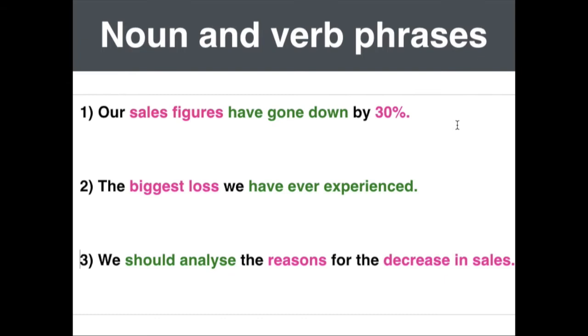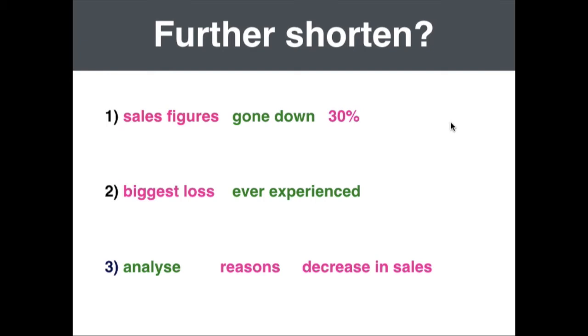In order to shorten these sentences, one first step is just to keep the main noun and verb phrases, and we can remove the extra information. So in the first sentence, sales figures, 30% and have gone down are the most important pieces of information. We can remove our and by. In the second sentence, we can keep biggest loss and ever experienced. And in sentence 3, we can keep should analyse, reasons and decrease in sales, and we can remove the rest. Now let's see what we have.